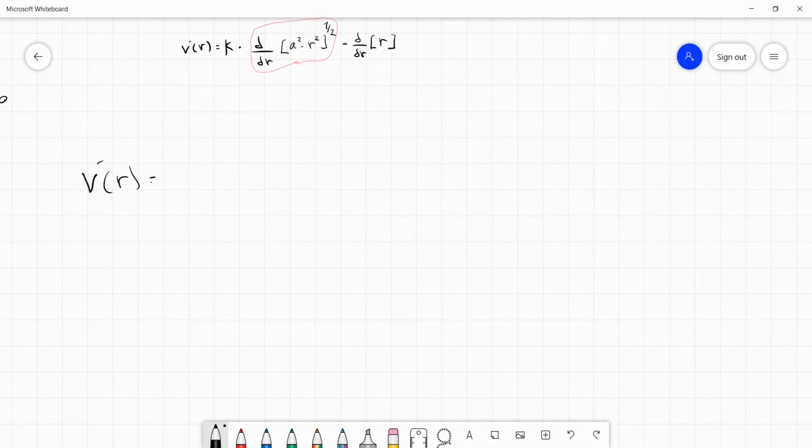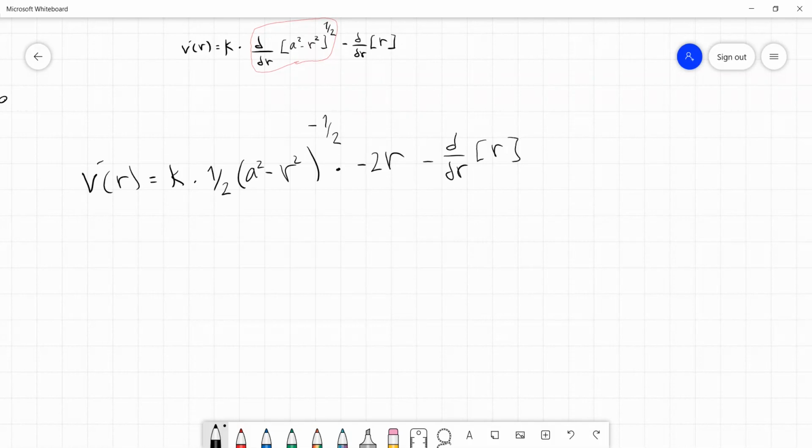Now that we have found the derivative of a squared minus r squared, we can rewrite it as the found value. So it equals k times, so what we got was half times a squared minus r squared to the power of negative half times negative 2r minus, and now we have the derivative of r.